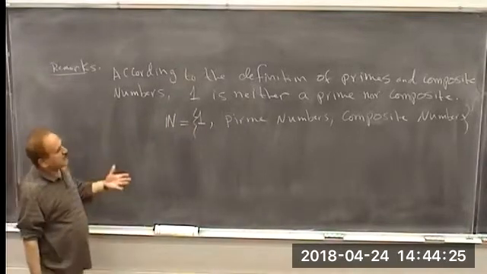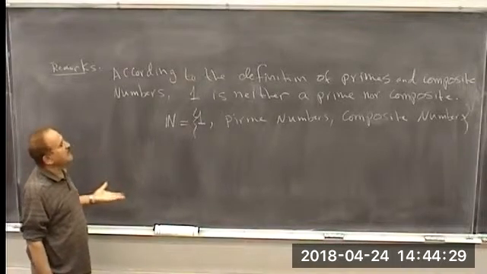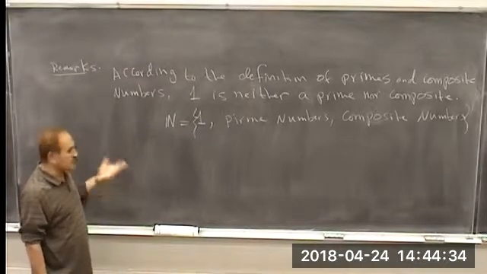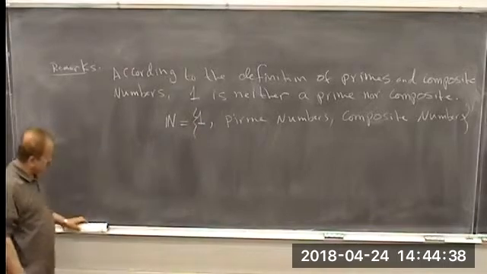Now, by definition, a prime number is a natural number. It means we don't take negative primes. We can take the negative of a prime, but we don't call it a prime, okay? So this is just by the definition.